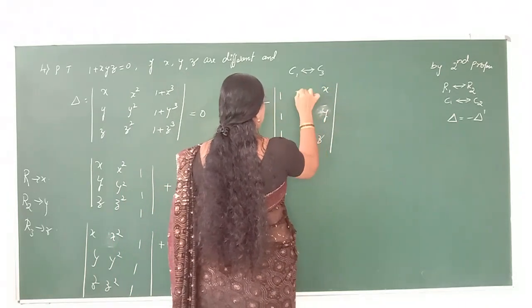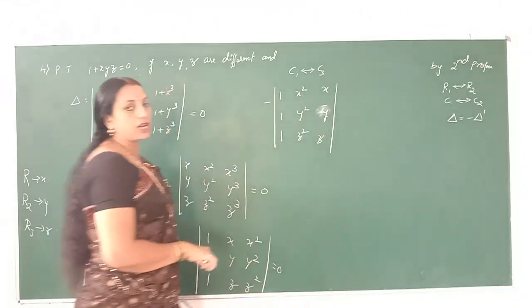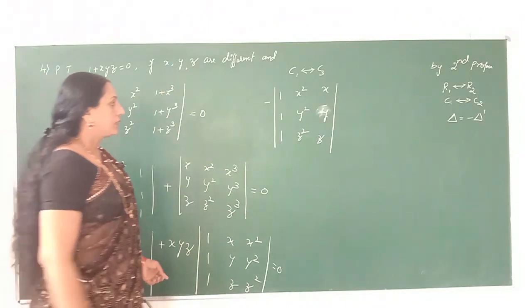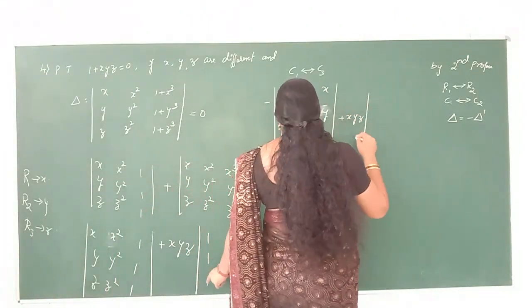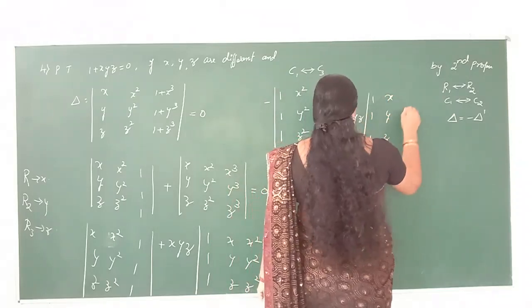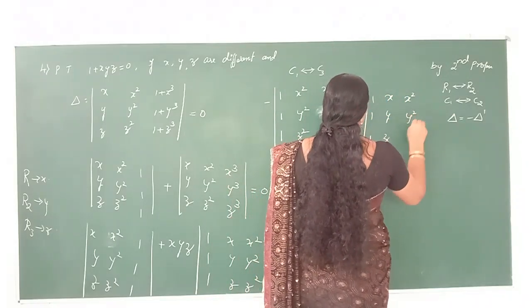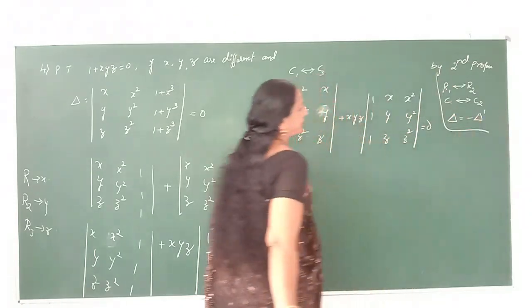But the second place does not alter, plus the second determinant will continue in the same form: xyz times the determinant with rows 1 1 1, x y z, x square, y square, z square. It will be equal to 0.